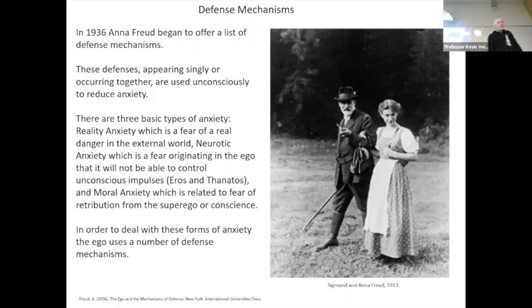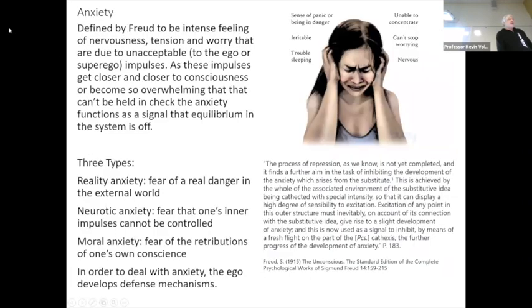Okay. All right. So Freud defined anxiety as an intense feeling of nervousness, tension, and worry that is due to unacceptable impulses. These impulses get closer and closer to consciousness, or become so overwhelming that they can't be held in check. And the anxiety functions as a signal that the equilibrium of the system is off, right? And it's a nice quote from Freud. I'll let you guys read that.